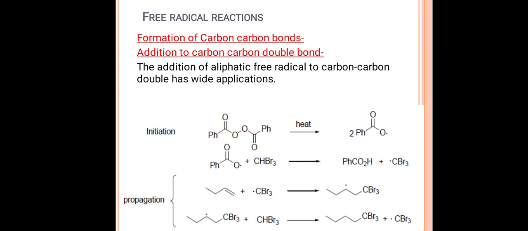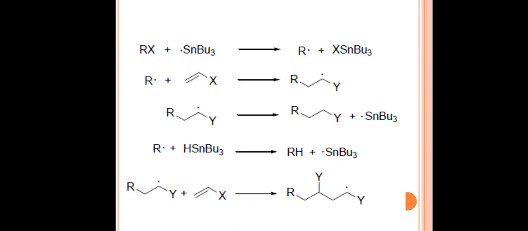After that the radical is added to CHBr3, then we get the CBr3 radical. Then the propagation steps start in the presence of the CBr3 reagent. That reagent carries the free radical. Then the tributyltin radical is added to the RX compound, and there is a formation of alkyl radical. That alkyl radical reacts with the X compound, then there is a formation of the radical. Again that radical reacts with the tributyltin hydride, then we get the product.